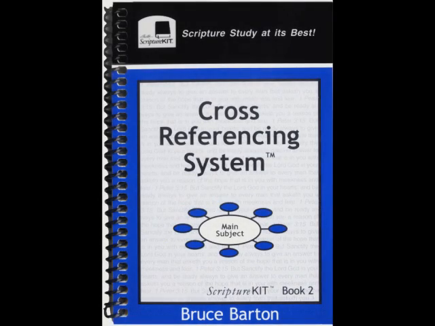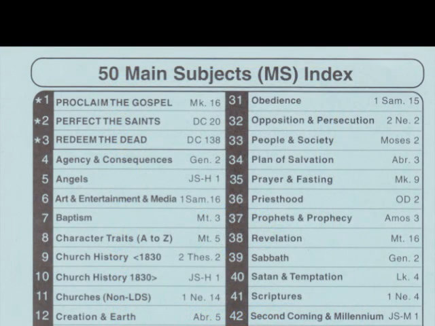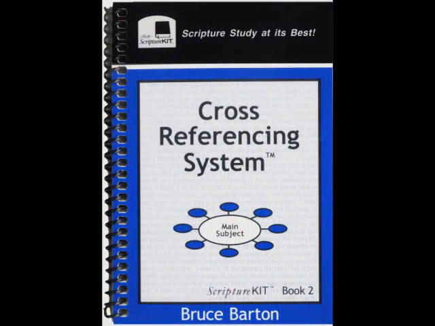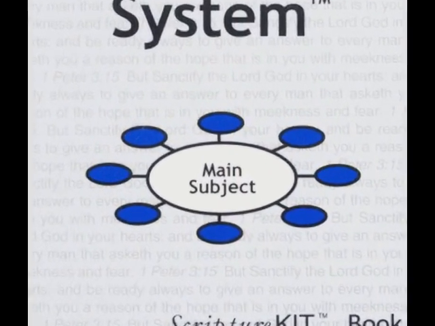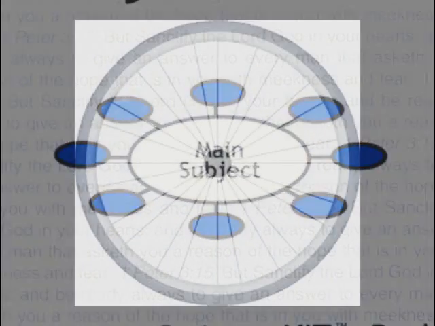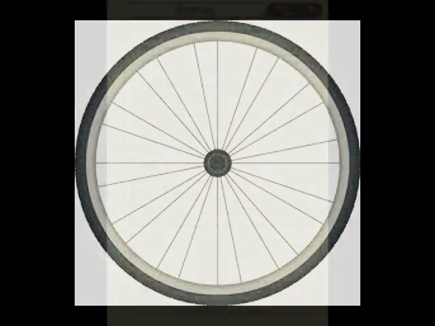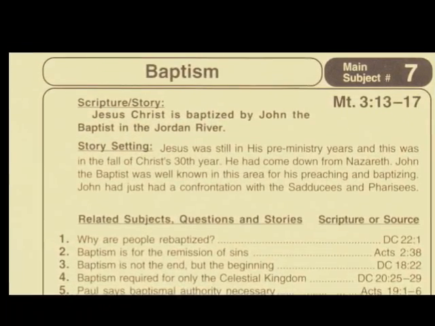Book 2 is divided into 50 main subjects, called MS pages. Each of these subjects is like the hub in a bicycle wheel. Any item which can relate to that main subject will be listed on that MS page. Those are like the spokes on the bicycle wheel. Main subject number 7 will be our example as we learn how to use ScriptureKIT Book 2.